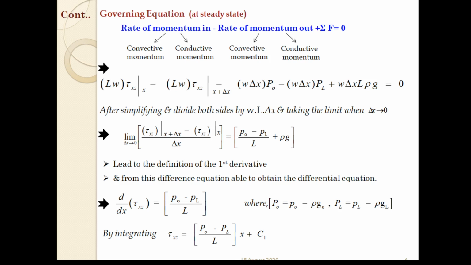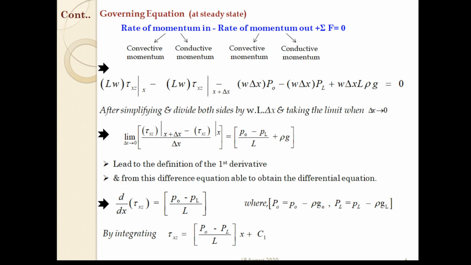Only the conductive momentum and the forces will prevail. So here we have LW tau xz at x, which is the conductive momentum in at x, minus the conductive momentum out, which is LW tau xz at x plus del x, minus the pressure force acting on the top of that control volume, which is W del X multiplied with P naught, minus W del X PL, the pressure force acting on the bottom of that control volume, plus the gravity force, which is W del X L rho multiplied with g.